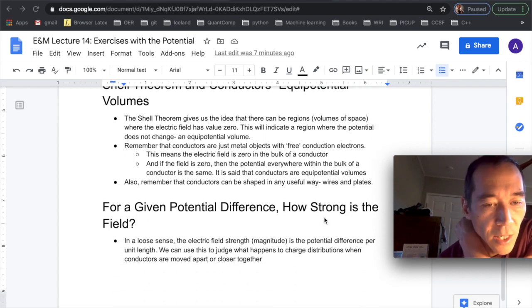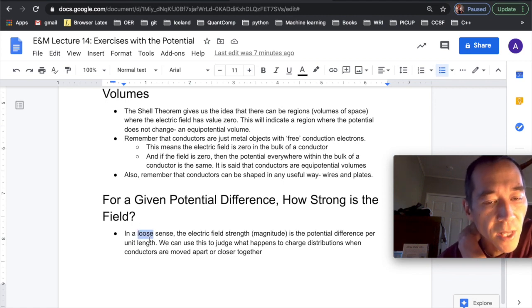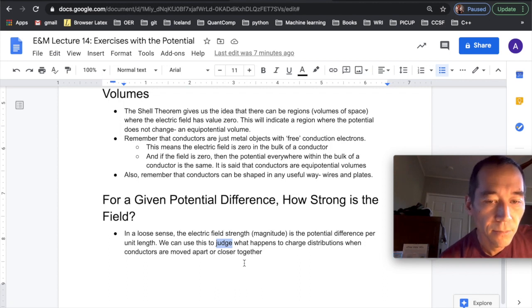Okay, and then I'll end by giving a very loose, this is a keyword, somewhat mathematical, very hand-wavy way to think about how strong is an electric field when all you know is potential difference and distance. So you can make a judgment call. It's kind of like a loose judgment call. Okay, that's the lecture.